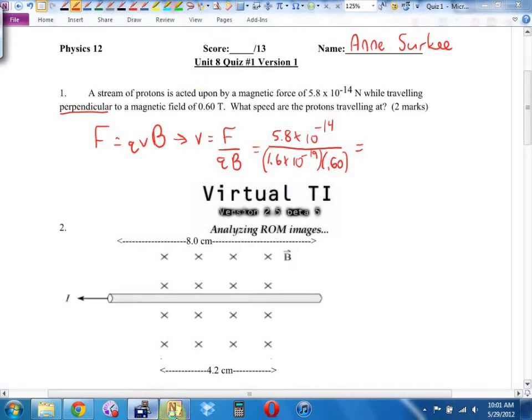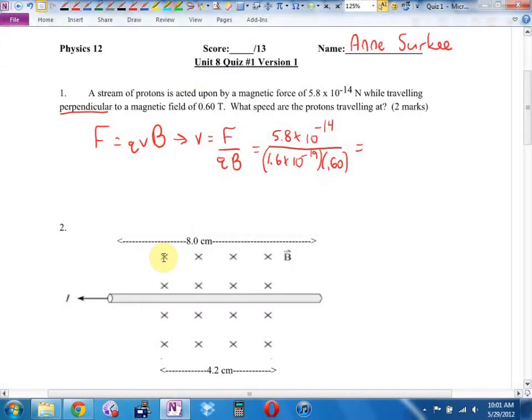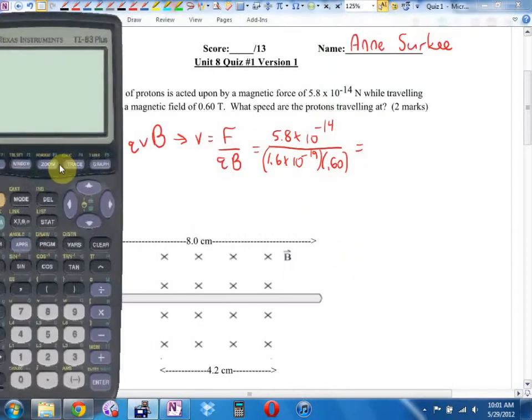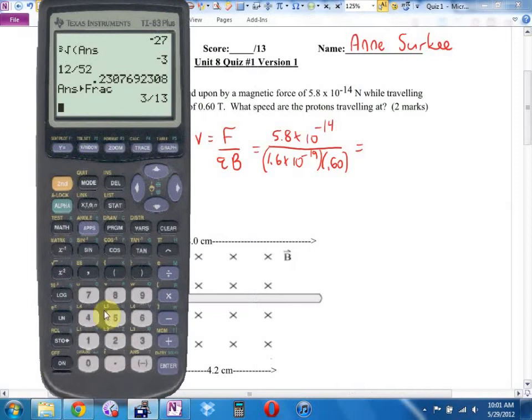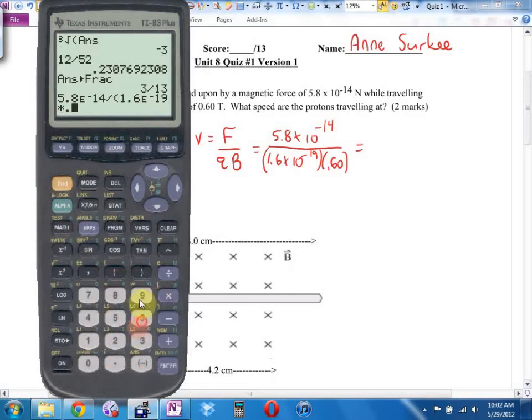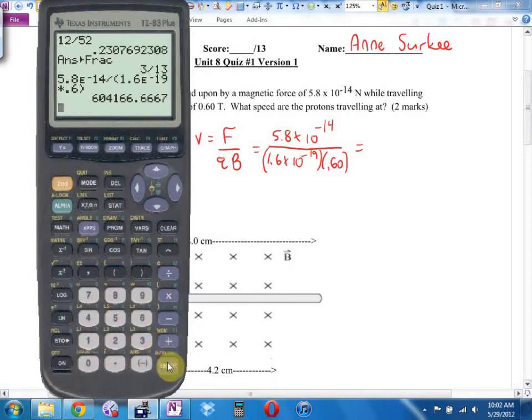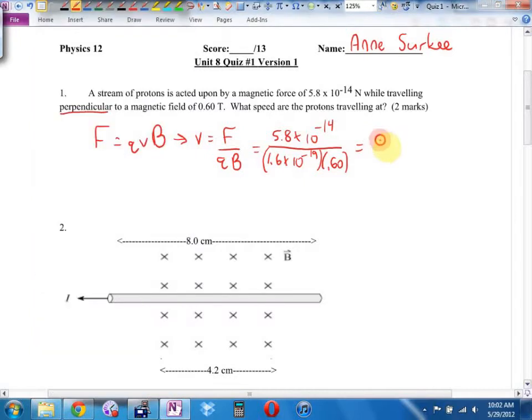How big is the speed? Let's find out. 5.8 times 10 to the negative 14 divided by 1.6 times 10 to the negative 19 times 0.6. You get 6.04 times 10 to the 5th meters per second.